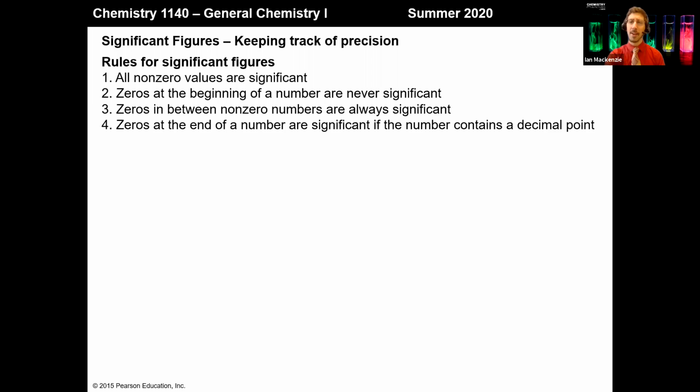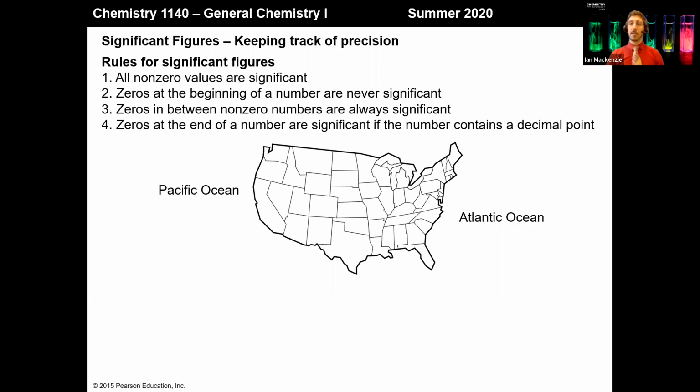Let's go through another way of helping to remember these. Really, the non-zero numbers, those are fairly easy to say, yeah, those are significant, but the zeros always get a little confusing. So here's an alternative way of keeping track of significant figures, especially when there's zeros involved. And it comes from this kind of graphic example here, where we have the map of the United States. We all know where the Pacific Ocean and the Atlantic Ocean are. And so bear with me as we use this example.